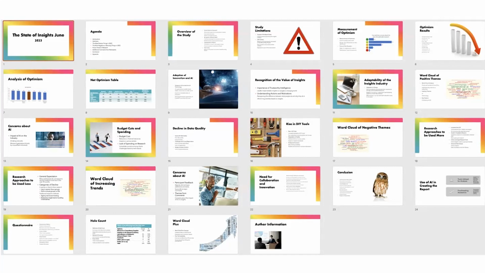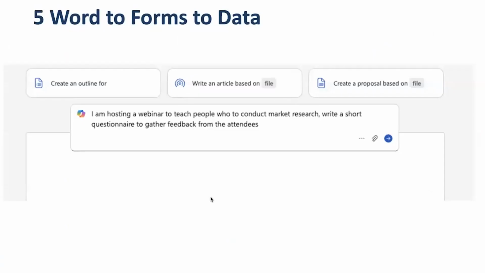And it just gets you moving faster. So the image of an owl is taken from the report, but the image of somebody concerned about AI looking out there was generated by Copilot. And when I get to that page, I could ask it to generate more images. We can go from Word to Forms to data.